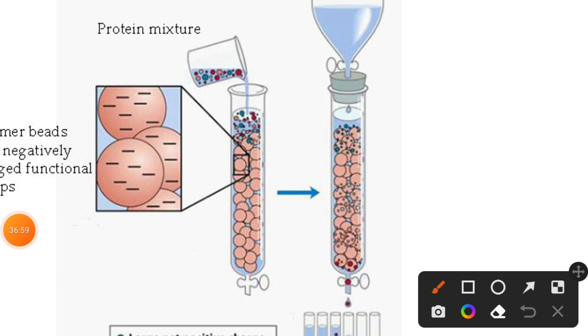So what are the utilities? We can use ion exchange chromatography to separate ionic impurities from a mixture, right? And we can also use this for the demineralization and deionization of water, and concentration of the ionic solution.